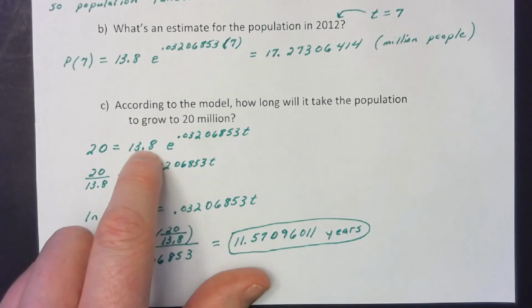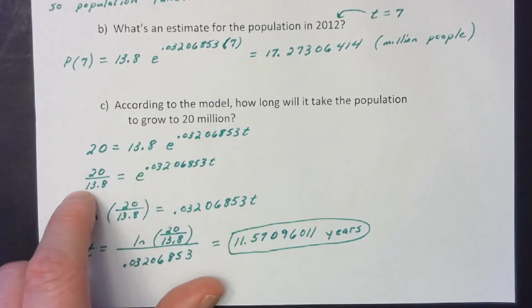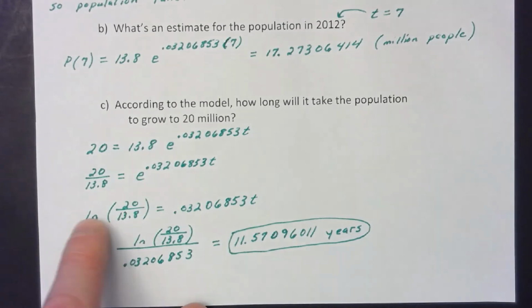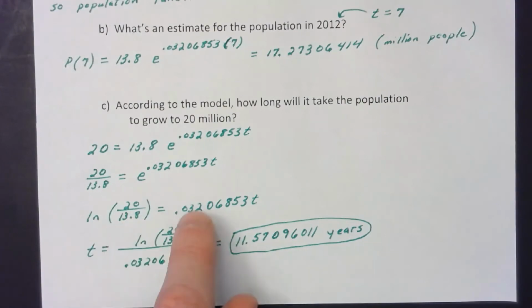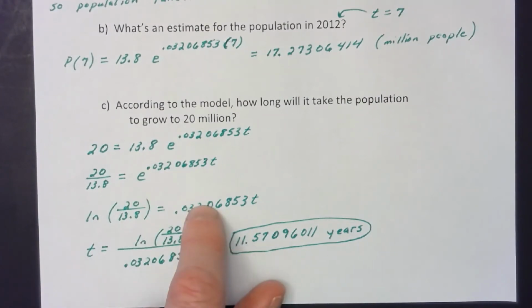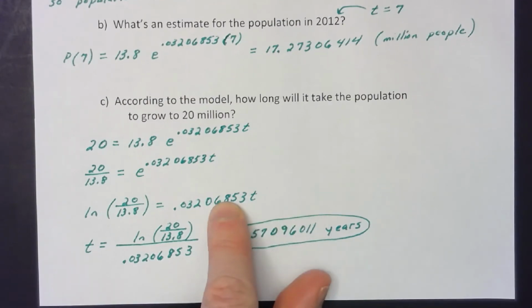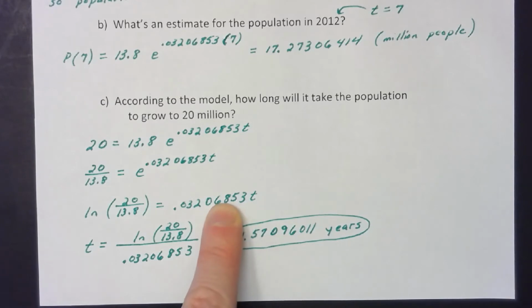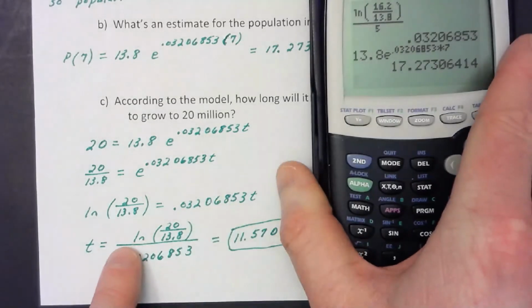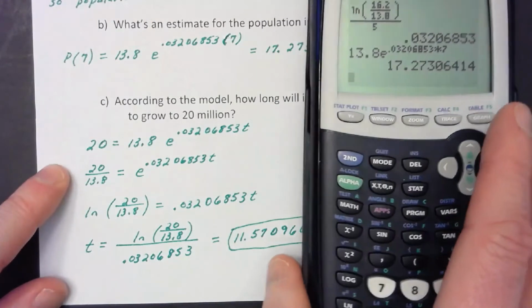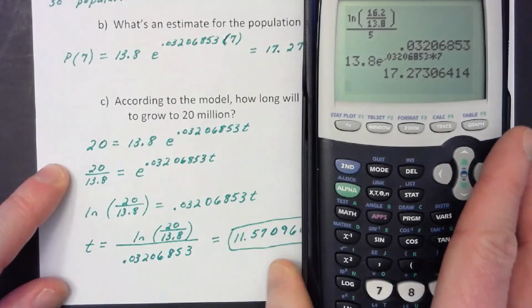You get rid of the 13.8 by dividing it on both sides. Then you get rid of the exponential function by taking the natural log on both sides, and you get the natural log of that quotient is equal to what was just in the exponent, the k times t power. Then you can solve for t by dividing by this value of k on both sides. And you just say t is equal to the natural log of 20 divided by 13.8, divided by that growth rate k.